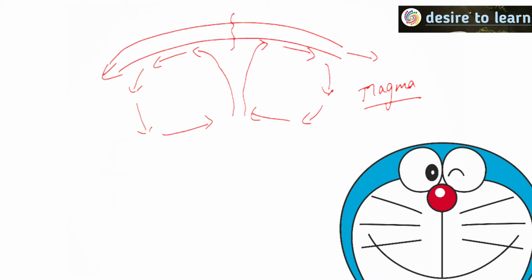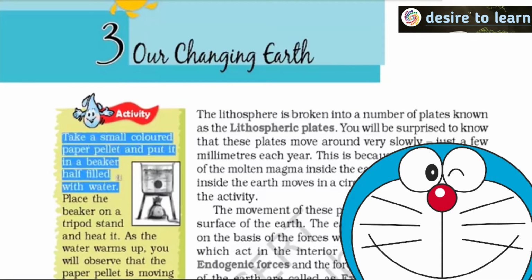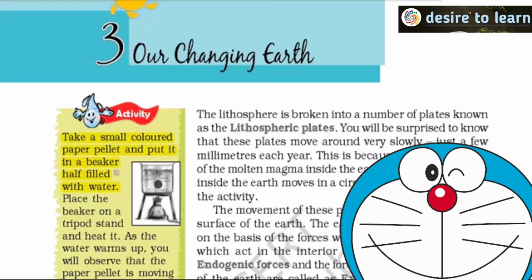Right? So let's quickly look into the basic NCERT books where they explain these processes. In the activity they are talking about the paper ball experiment which I just explained. Here they want to tell you that with boiling, hot water rises. This we have seen. Now, when we are talking about lithosphere, I told you the lithosphere is broken into a number of plates known as lithospheric plates. And you will be surprised to know that these plates move around very slowly. It's not heavy movement, very few millimeters over a year. This is because of the magma movement inside the earth.